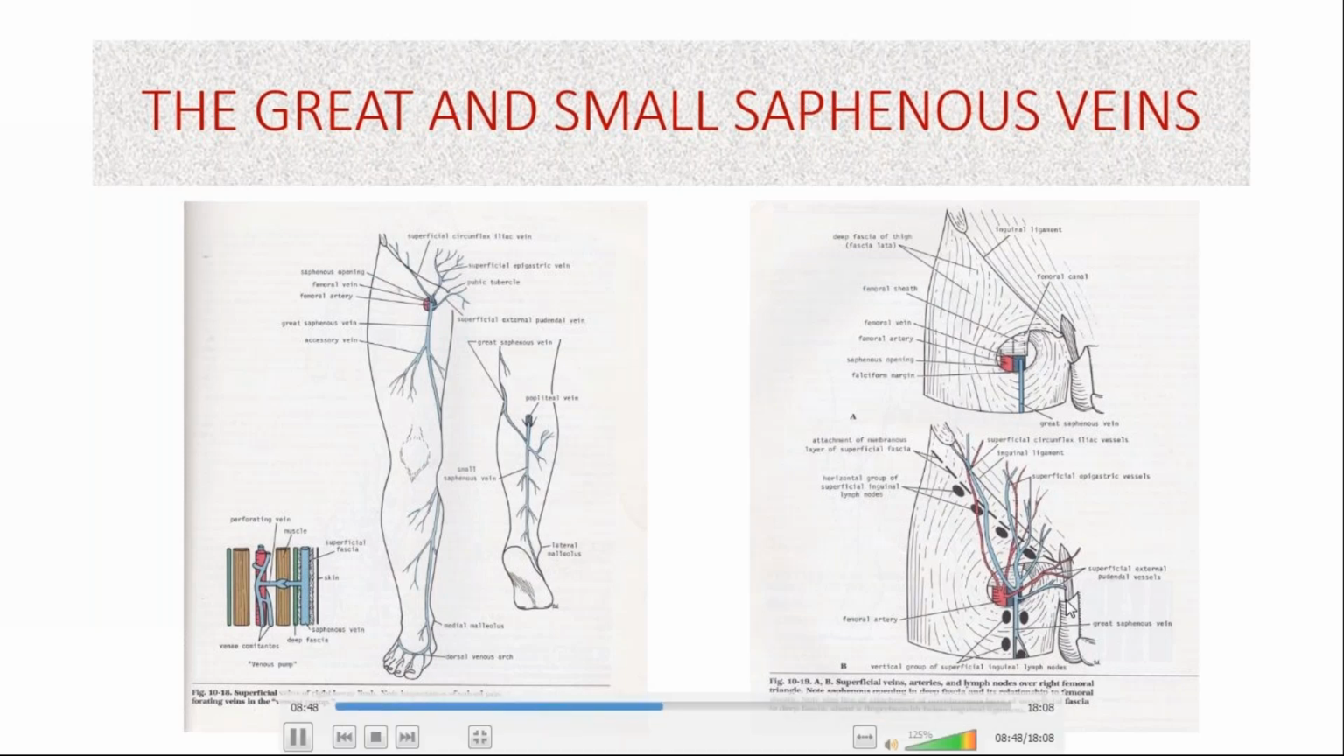Here you can see the great saphenous vein and the tributaries of the great saphenous vein, which are actually the superficial veins accompanying the superficial branches of the femoral artery. So the veins over there all drain into the great saphenous vein, and then the great saphenous vein ultimately drains into the femoral vein here. This is the femoral vein, which is in the deeper plane, running along the femoral artery. So this is about the great saphenous vein and small saphenous vein.